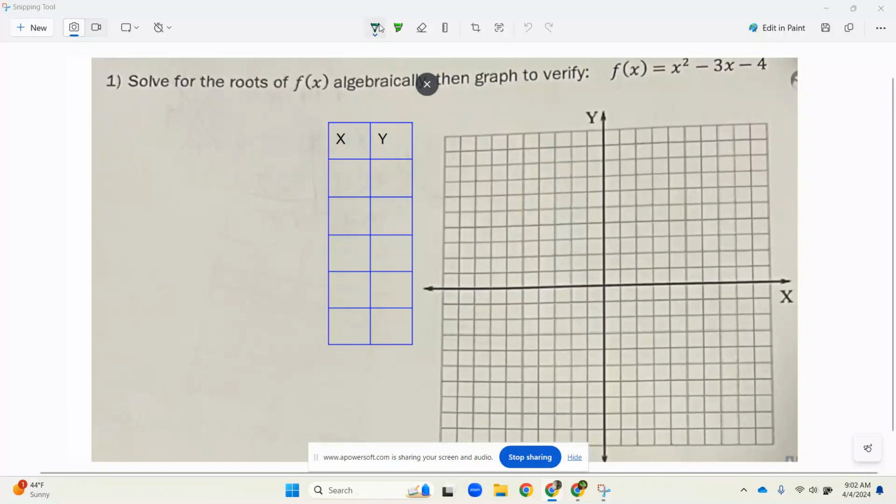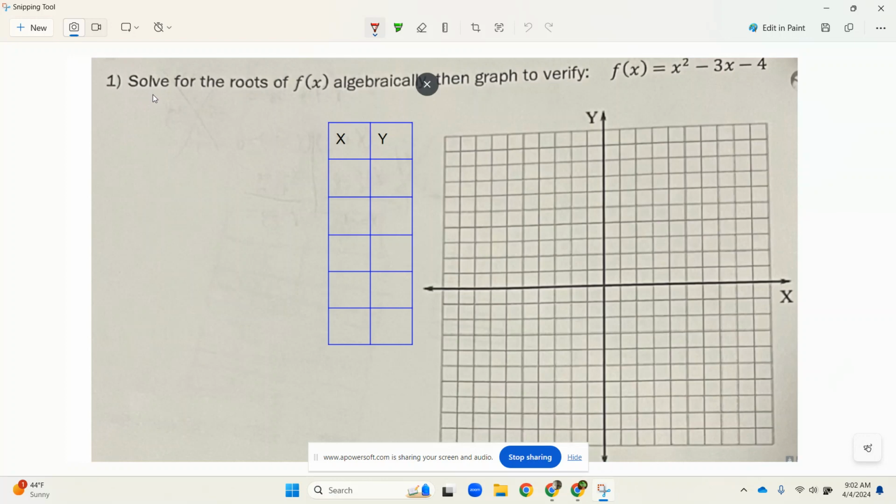So this other problem here is a little bit opposite of the other one. It says solve for the roots algebraically first and then graph. So this is actually a lot better because they let you solve it algebraically first. And so let's do that. To solve algebraically to find the roots, it basically just means you want to find the x-intercepts. And to find the x-intercepts, that means this value of f of x becomes 0.